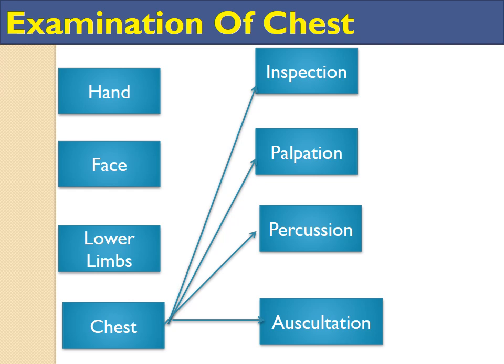Examination of the chest. As I used to inform all MRCP candidates, you have to put a pathway for yourself. And if you put a pathway for each of the stations, you can work easily without any stress. In chest cases, you have to examine 4 items: hand, face, lower limbs, and chest. And in chest, we have to make inspection, palpation, percussion, and also auscultation.